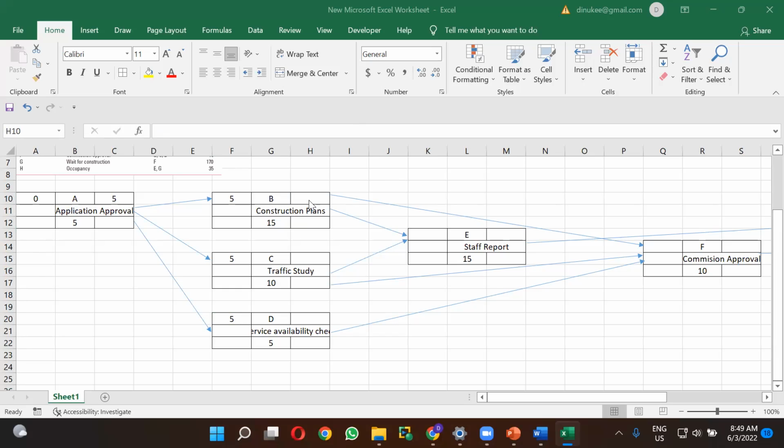Very good. So early finish time for the activity B is 20. Likewise, you can calculate the early finish time for activity C as well. So 5 plus 10, it is 15 early finish time. And for the D activity, 5 plus 5, it is 10. I think you have now got the way that you have to do this thing, right?